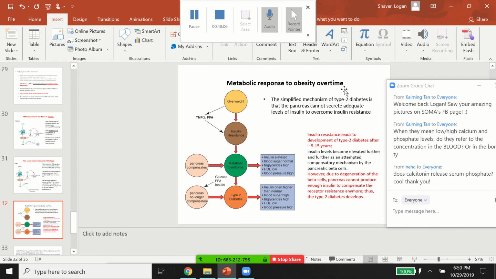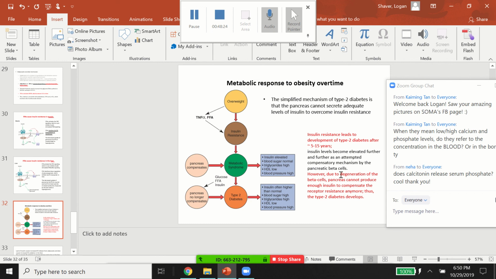Metabolic response to obesity over time. So that insulin resistance, as you guys kind of know by now about diabetes, insulin resistance is the main factor in what we call type 2 diabetes, because that's how you get that result.